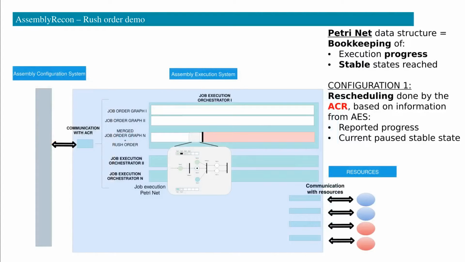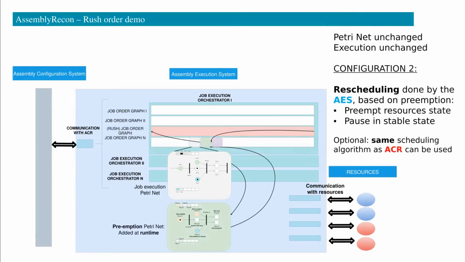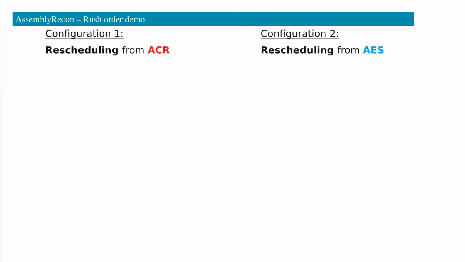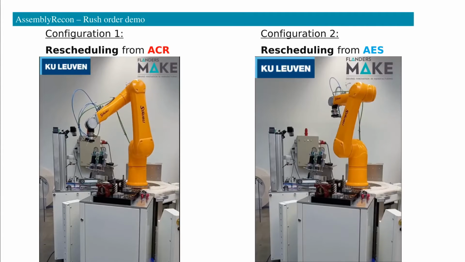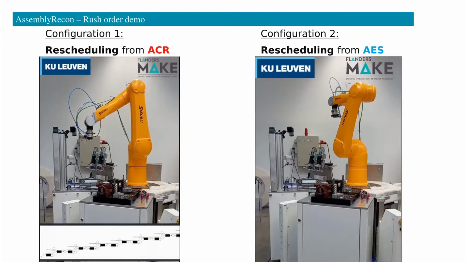In the first configuration of the rush order, we have the rescheduling done by the ACR. And for that, the role of the reported progress and the stable states is really important. In the second configuration, the rescheduling is done by the AES, where auxiliary preemption Petri nets will be added at runtime and the system will be paused in stable states. This is shown by these two videos of the same execution with the same rush order coming in.